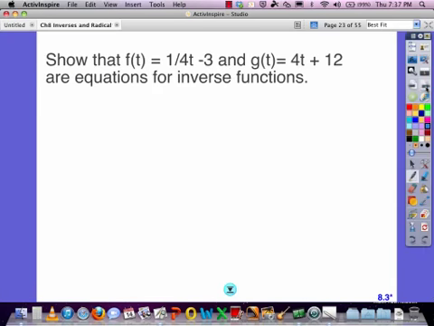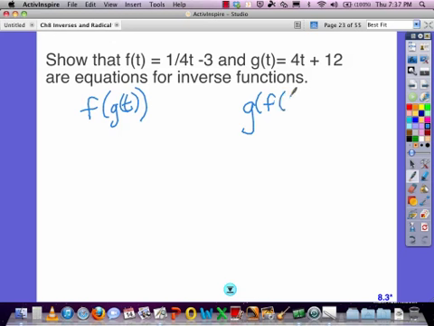All right. Show that f of t equals 1/4 t minus 3, and g of t, which equals 4t plus 12, are equations for inverse functions. Okay, again, f of g of t, g of f of t. In order to show two things are inverse functions, you have to be able to go through this process. And it is a substitution process, and it's like two mini problems. So here we go. Starting at the top.